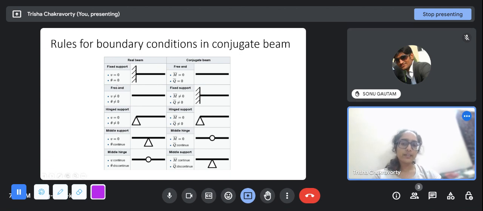And similarly, since I said this, using the principle of duality, everything has to correspond to each other. Like in the real beam, if there's a fixed support, in the conjugate beam, it is free. Similarly, in the real beam, if you have a free end, in the conjugate beam, you have to replace it by a fixed support. And hinge support stays the same. Hinge and roller, they stay the same in both.